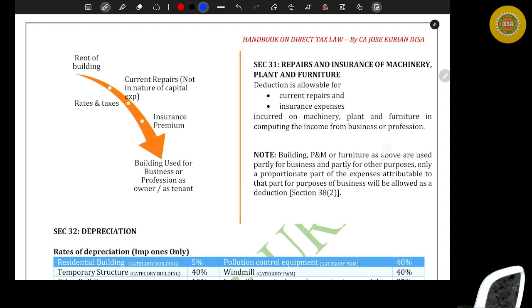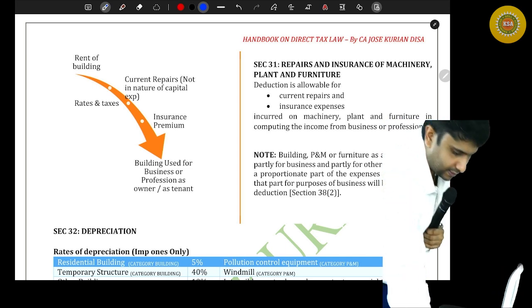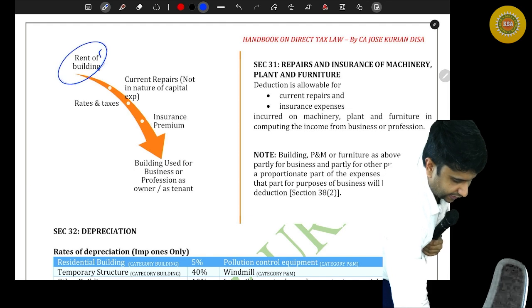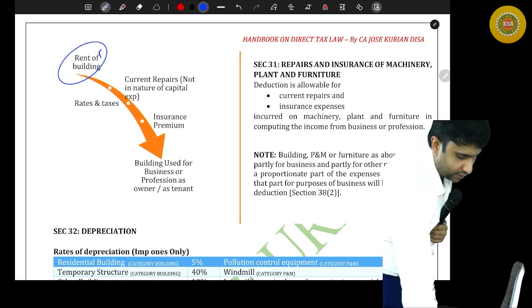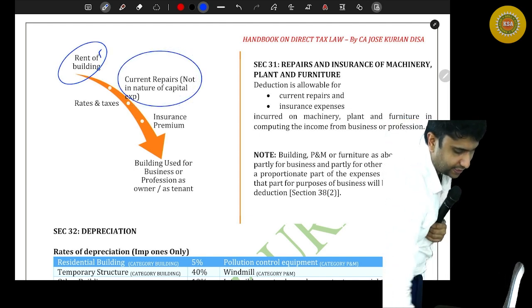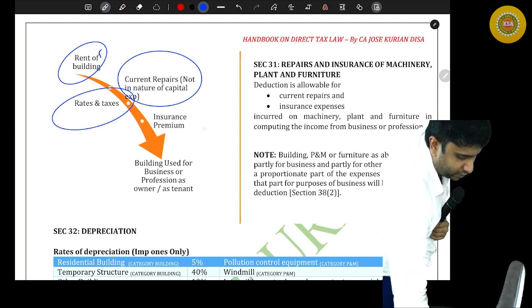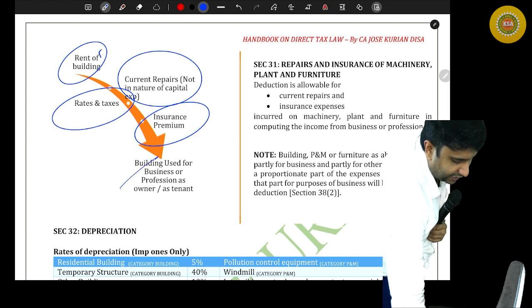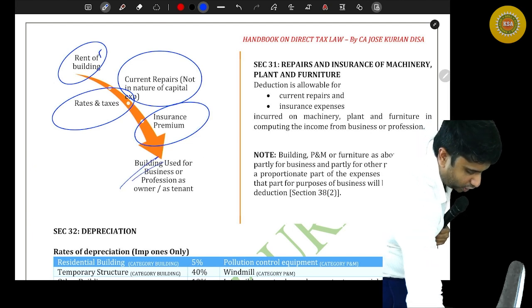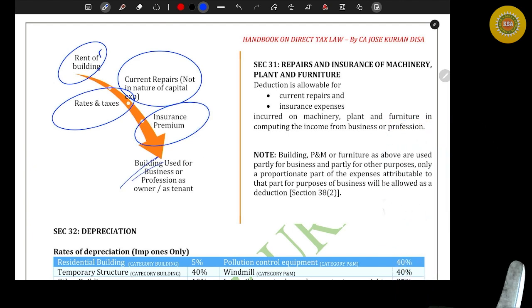So four associated costs in relation to this building, I can claim as a deduction under section 30. Four types of cost incurred for this building are allowed as a deduction under section 30. Which are the four items? Number 1, rent of building. Number 2, current repair, not in the nature of capital expense. Number 3, rates and taxes. Number 4, insurance premium. Building used for either business or profession, either as owner or tenant.